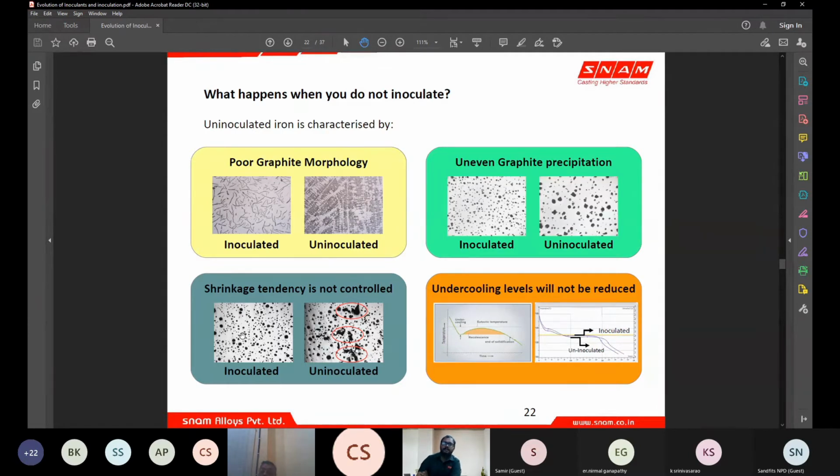So as we see, carbon coming out and depositing as graphite, and that graphite expands by volume, starts filling the voids getting generated during the solidification, and is going to reduce the shrinkage tendency. When your inoculation is improper or not inoculated, you are not going to counter the solidification contraction happening, and you are not going to produce any shrink free casting. So inoculation is a must for producing a shrink free casting.